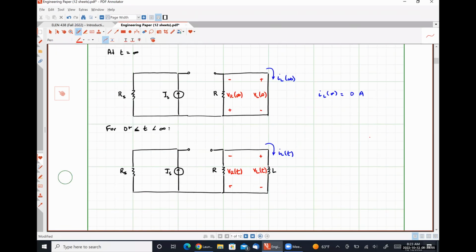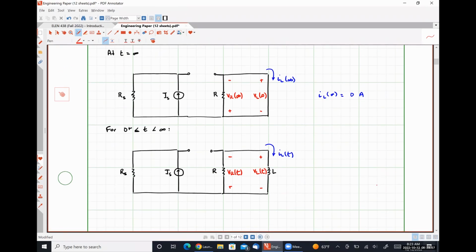All right, so now we get into the math. So what I'm going to do here is apply Kirchhoff's voltage law around our right-hand loop, which simply will be VR plus VL is equal to zero. Are we all okay with that? Starting at the bottom left-hand corner and going around that rightmost loop.